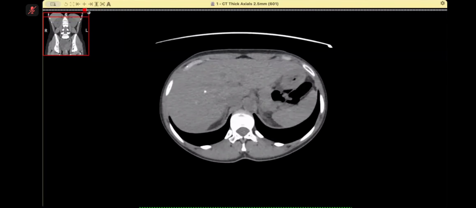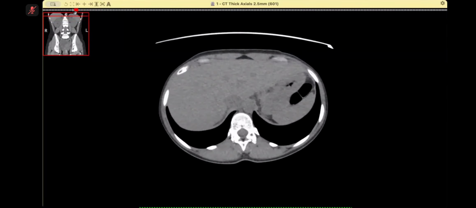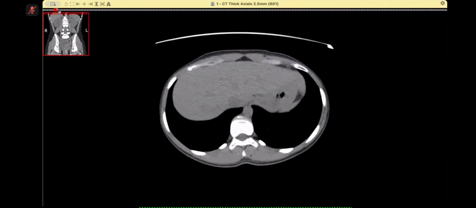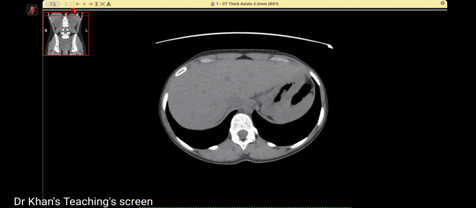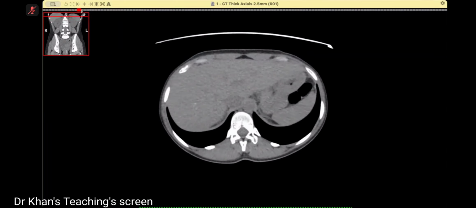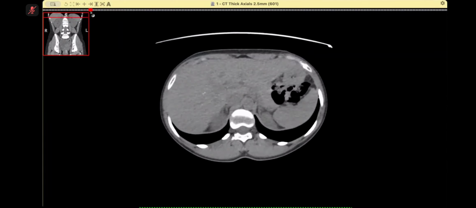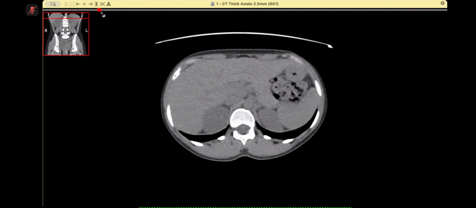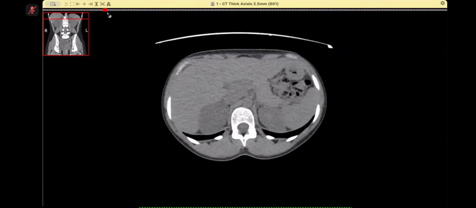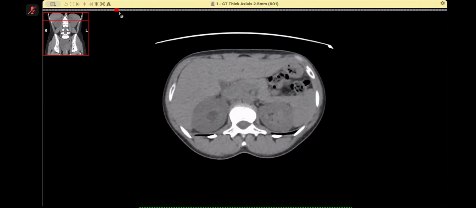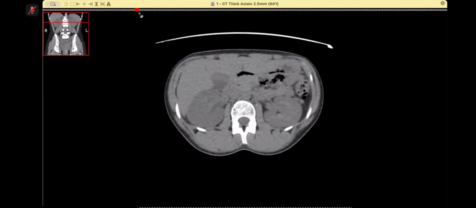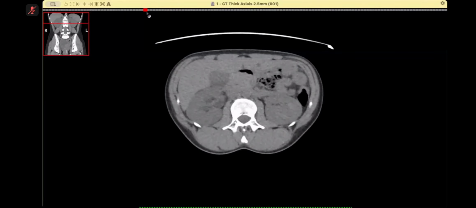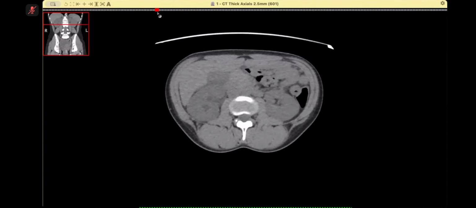This is a non-contrast CT scan, axial images of the abdomen and pelvis. I see a few hyperdense areas in the liver, which may represent calcified granulomas. And while scrolling through the images, there is mild hydronephrosis seen on the right side.